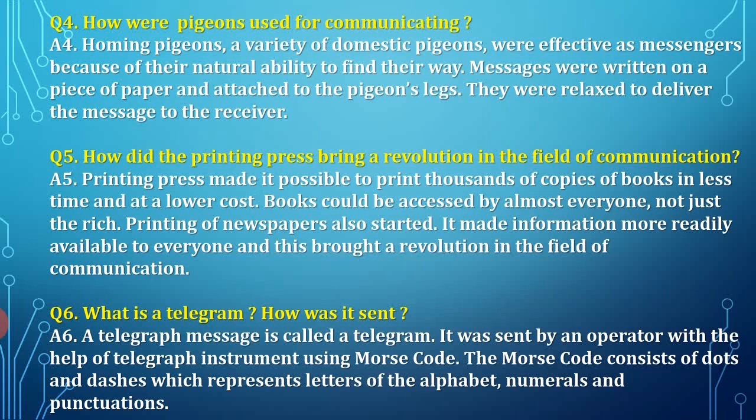Short messages, and some code words are there for those messages. So that was called the Morse code. Morse code consists of dots and dashes which represent letters of the alphabet, numerals and punctuation. So like this, the message was sent by a telegram. So I think this was our last question, children.